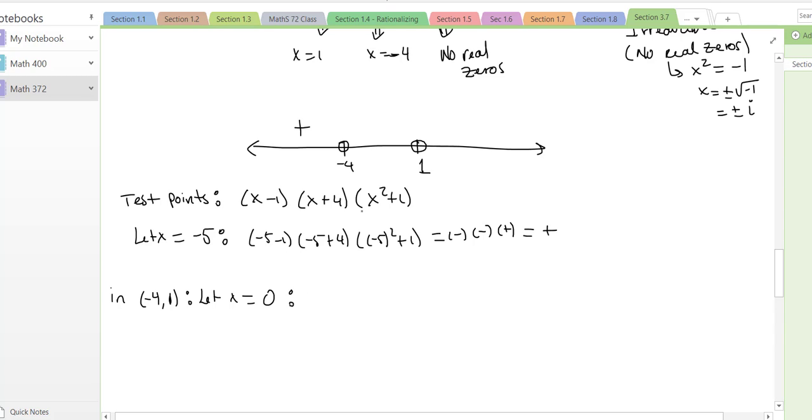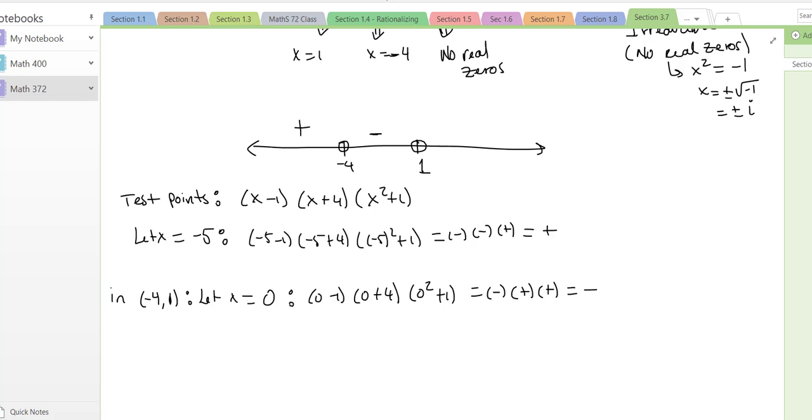And so we're going to plug it into our product. So 0 minus 1, 0 plus 4, and 0 squared plus 1. So I get negative times a positive times a positive. And negative times a positive is negative, times another positive stays negative. And we are looking for things that are negative, so that means we're going to shade this. So shade that. And then what happens on the other side from 1 to infinity?